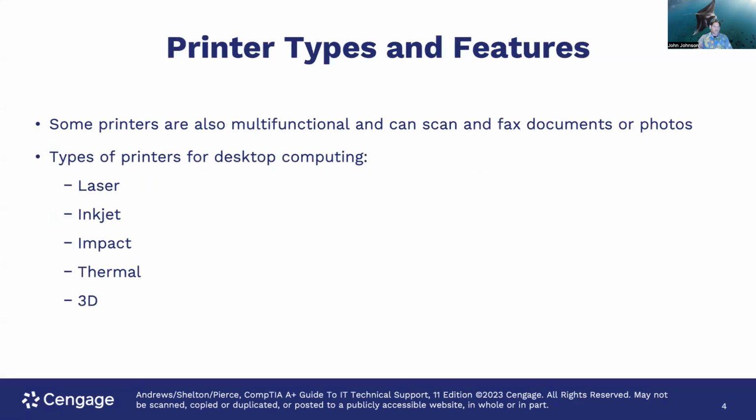So printer types and features. Some printers are also multifunctional and can scan and fax documents or photos. You've probably seen these. Brother is a very popular brand. They have scanners. They have the flatbed scanner on it. Some of them scan through a document feeder. They also do printing and faxing, if you remember what faxing is. Probably most of you are too young to know what faxing is.